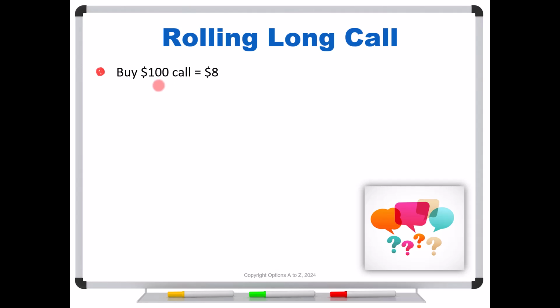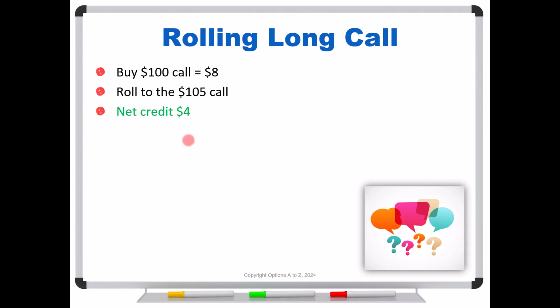Let's say that you buy a $100 call for 8 and you roll to the 105 call and you get a net credit of 4. And this is what people focus on. After the trade, they're just holding the 105 call, but they've also got this $4 or this $400 in their pocket. So from most people's perspective, they're saying, well, I had a call before the trade, I've got a call after, but I also got this cash. So it just seems like it's money for nothing.